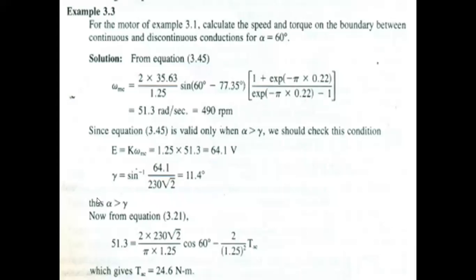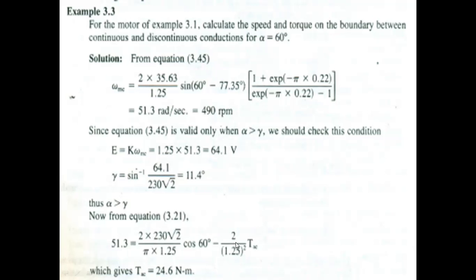So from this we find the gamma value. Gamma is sine inverse of 64.1 by 230 into root 2, which is equal to 11.4 degrees. So compared to alpha, gamma is only 11.4 degrees, which is less. So alpha is greater than gamma. So from equation 3.21, which I have shown in the earlier problems, you can refer to the notes.